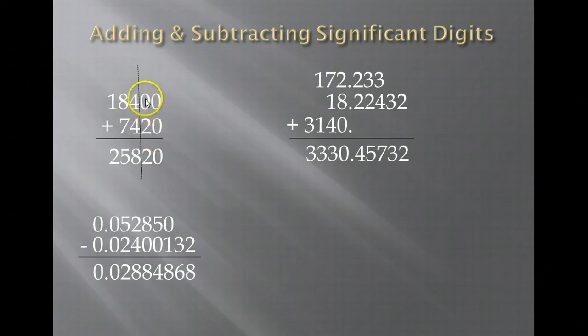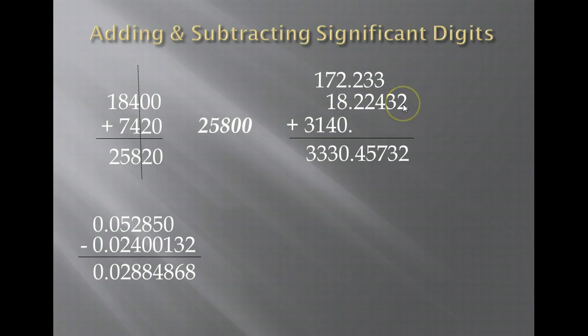So since we don't know what this 0 is, we cannot use it in our addition problem. So we take this number and we have 25,820. This 2 then tells us that this 8 needs to stay the same. So our final answer here would be 25,800.